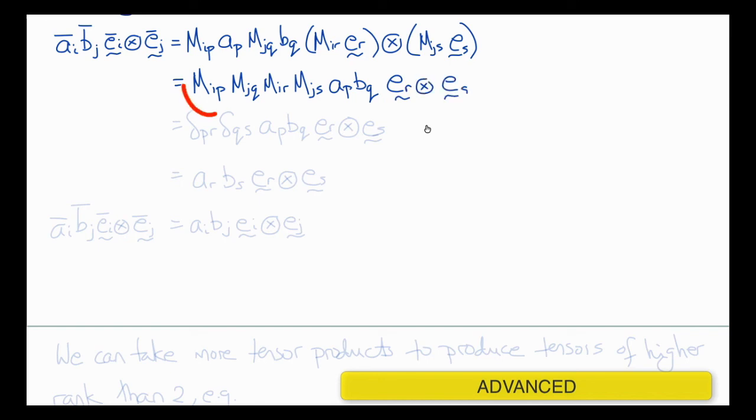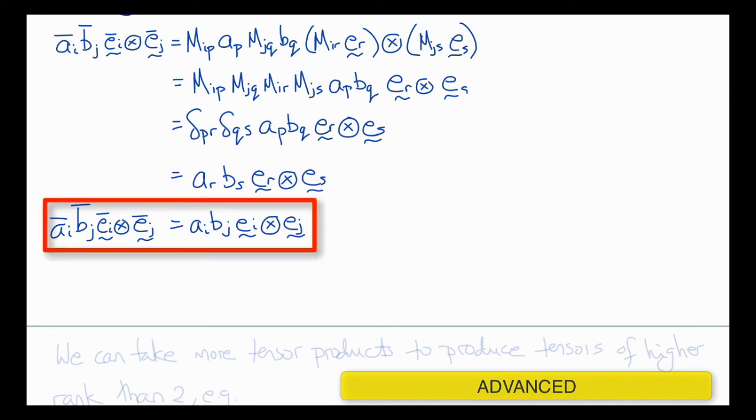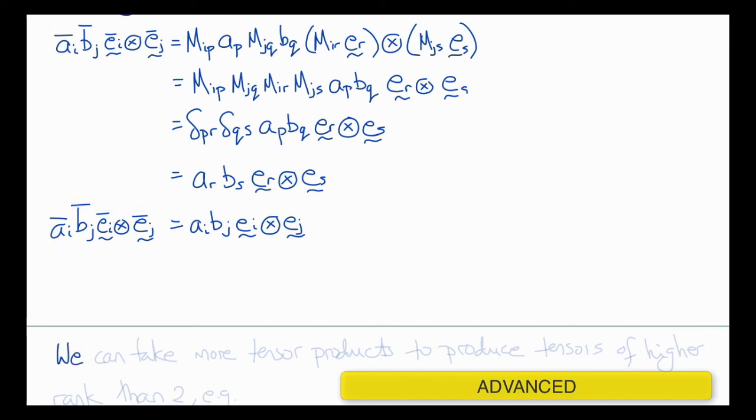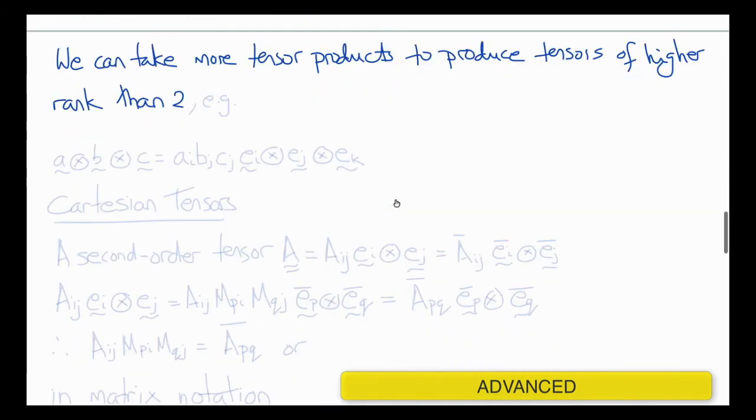And now we can see that m_ip m_ir gives us delta_pr, and m_jq m_js gives you delta_qs. And then delta_pr converts a_p to a_r, and delta_qs converts b_q to b_s. We therefore get a_r b_s e_r dyadic e_s, or changing dummy indices to i and j, a_i b_j e_i dyadic e_j. So now we've shown that a_i bar b_j bar e_i bar dyadic e_j bar is equal to a_i b_j e_i dyadic e_j. So you can see that this tensor operation is preserved when we change coordinates.